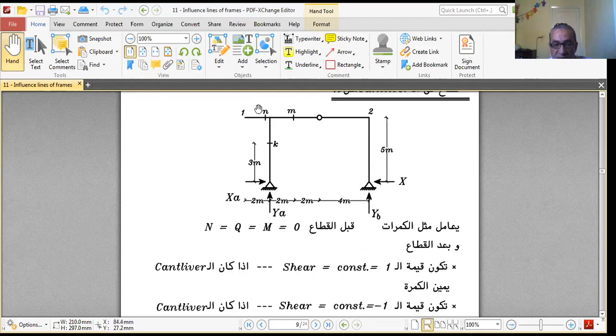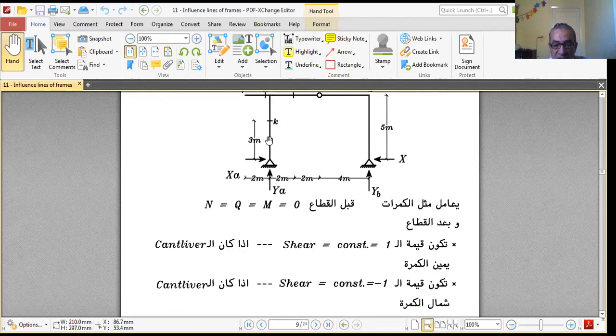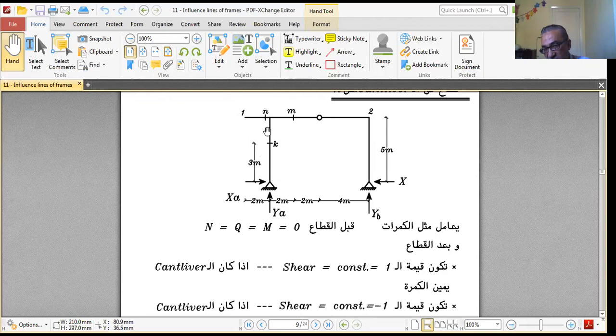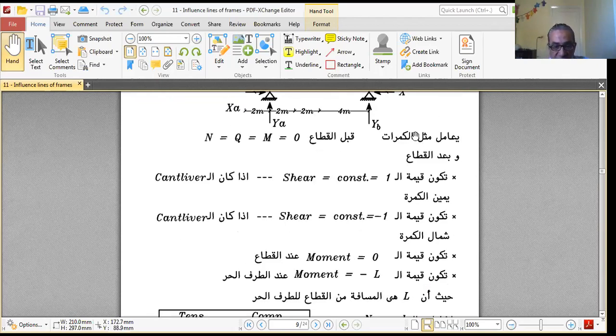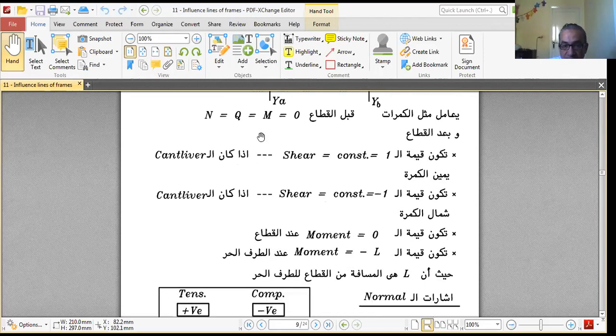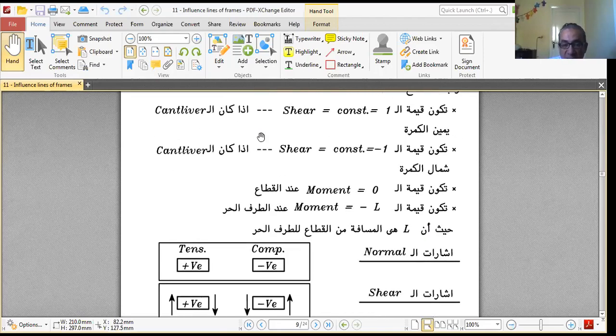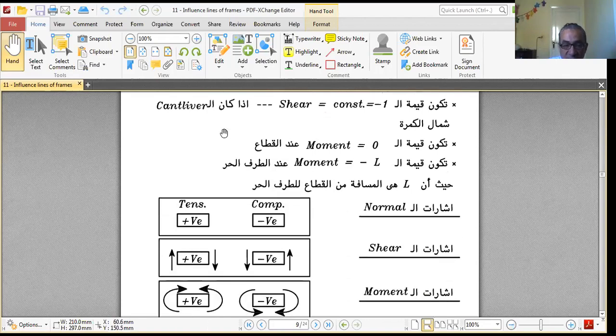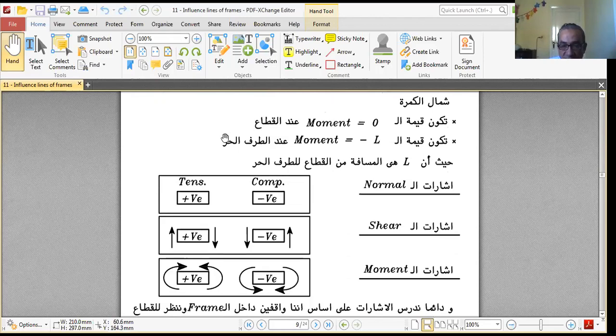After the section, when the load is between 1 and N, shear equals constant, equals 1 or constant equals minus 1. So here it's equal to minus 1 when the cantilever is on the left, and here equals plus 1 when the cantilever is on the right. Moment is 0 at the section, and the moment equals minus L at the free end, where L is the length of the cantilever.